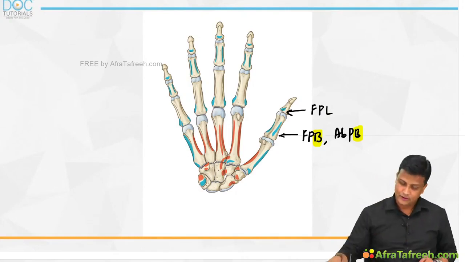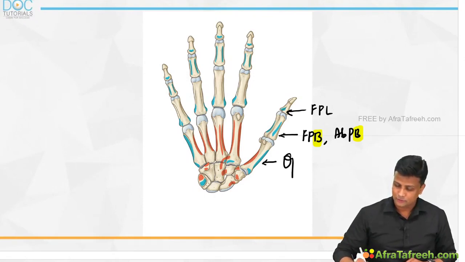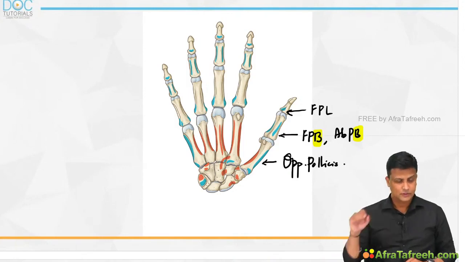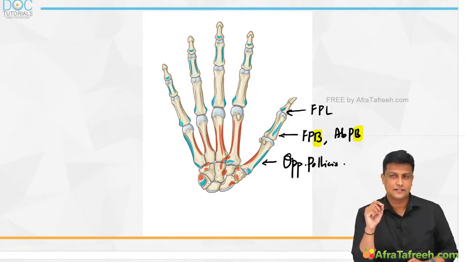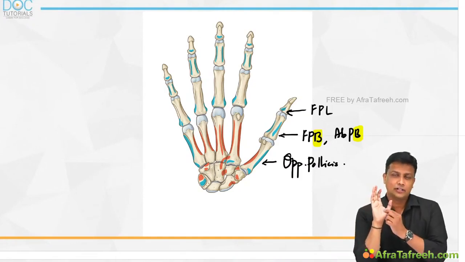Done. Next one. What about the muscle inserted onto the metacarpal? Yes, this was a question asked in the exam. The muscle inserted onto this metacarpal over here will be your opponens pollicis, guys. And it makes sense why the opponens pollicis is getting inserted onto this metacarpal.